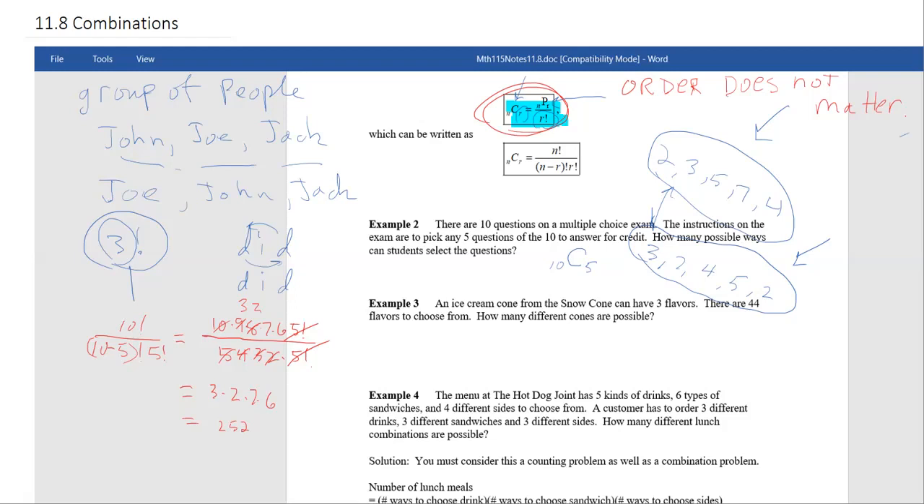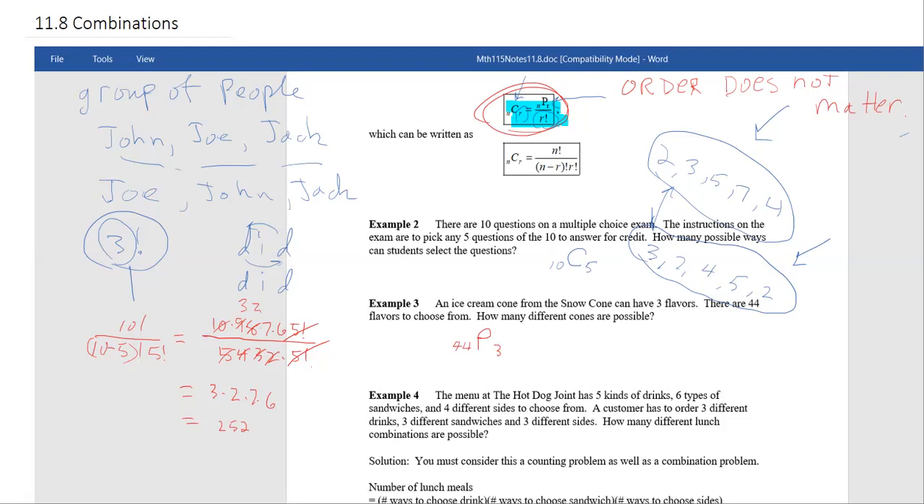Okay, so let's continue. An ice cream cone. You can have 3 flavors, and there are 44 flavors to choose from. How many different cones are possible? Well, this is not a 44 permuted 3 at a time. It's not, because you have to think about this.